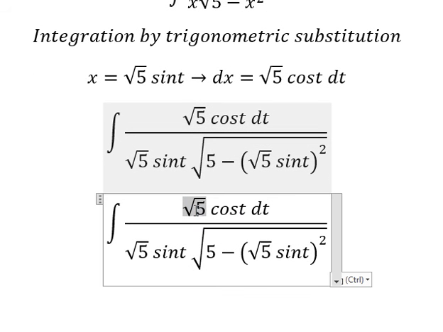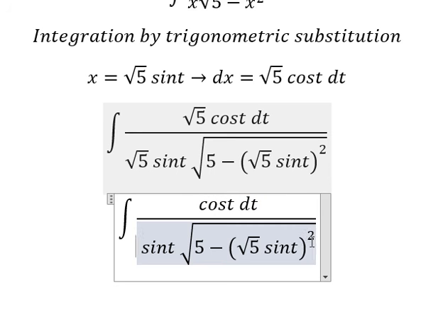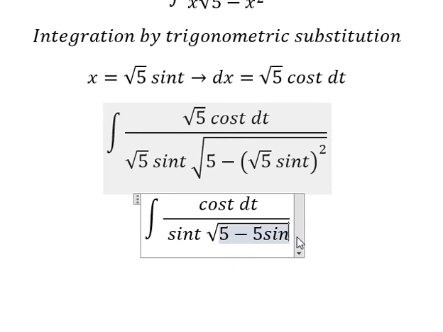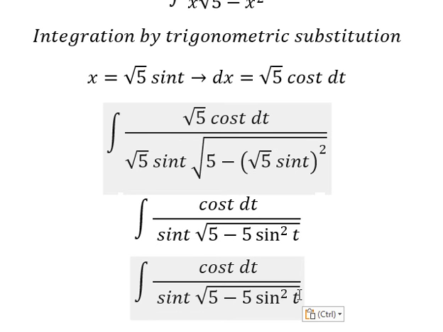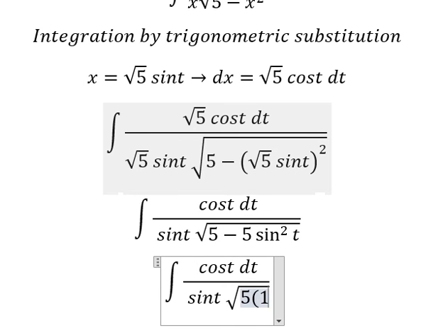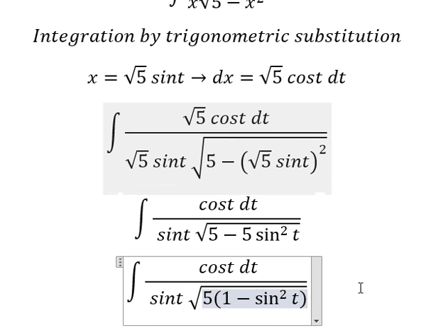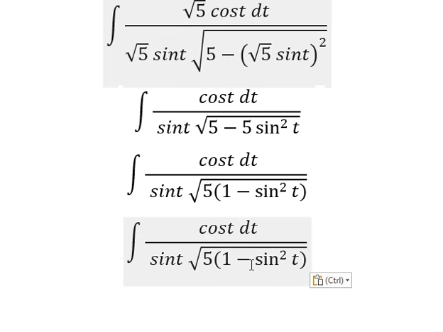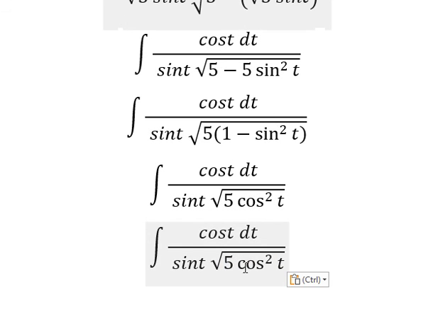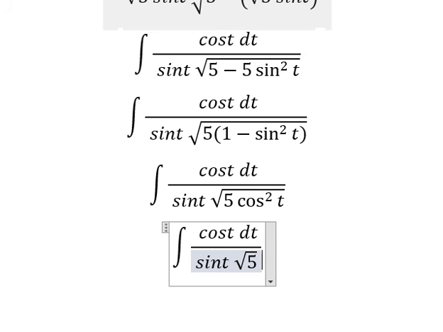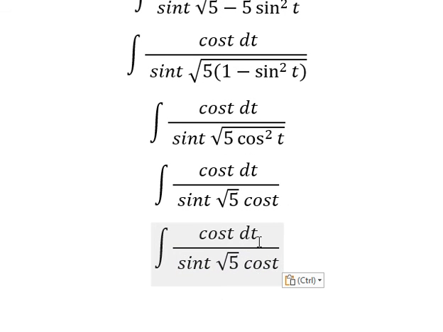Now we simplify the square root of 5 and the square root of 5. This one we have 5 sine squared t minus 5, we can do factorization: 1 minus sine squared t, we change to cosine squared t. The square root of cosine squared t, we have cosine t. Cosine t, we simplify.